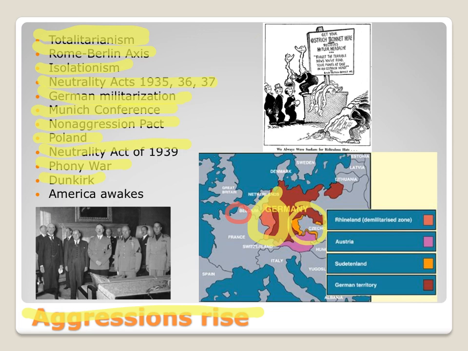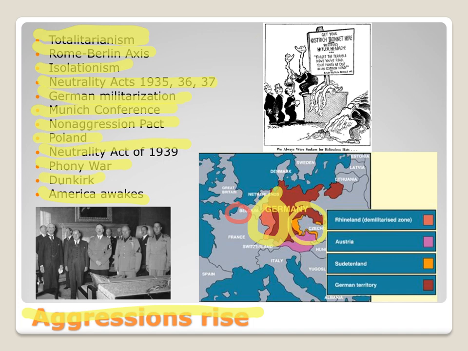Okay? Last thing here, America awakes. The United States realizes that it's not going to be able to stay out of this war forever. We're going to have to get involved. France has been wiped out. The only thing standing between Hitler and the entire continent of Europe is Great Britain, and they're going to need help. So America realizes we're going to have to get in this war.